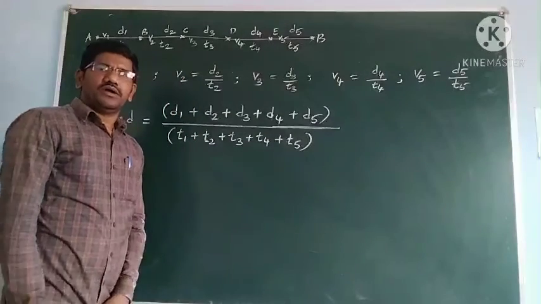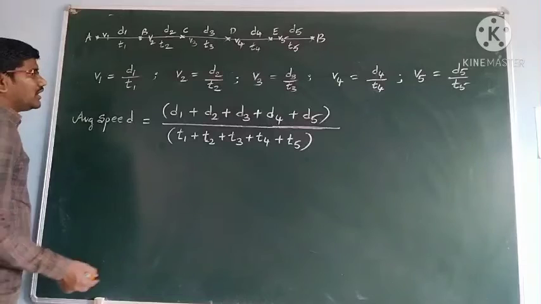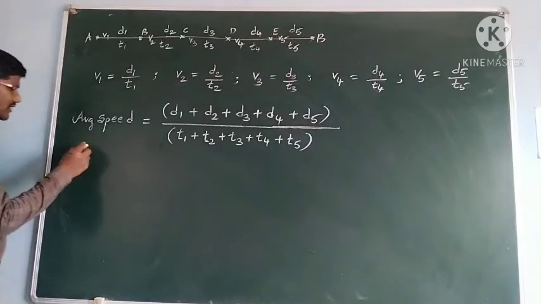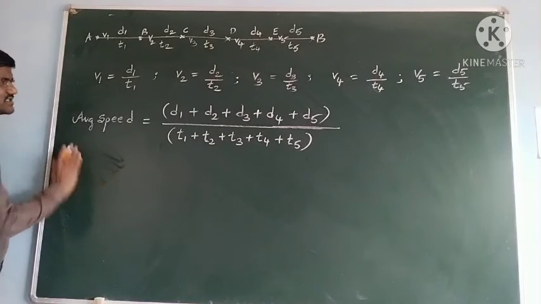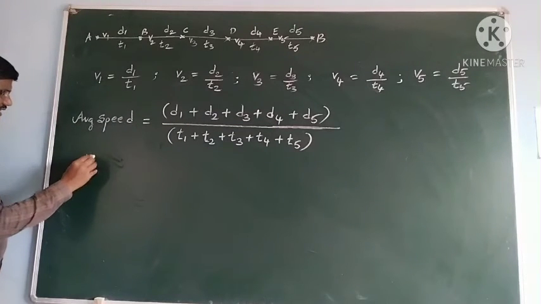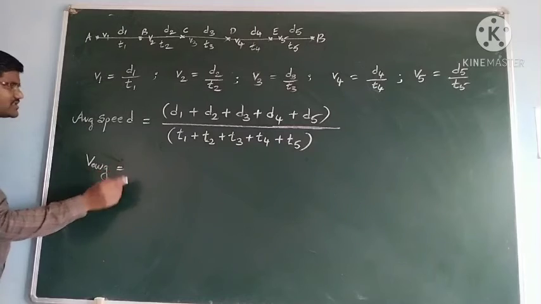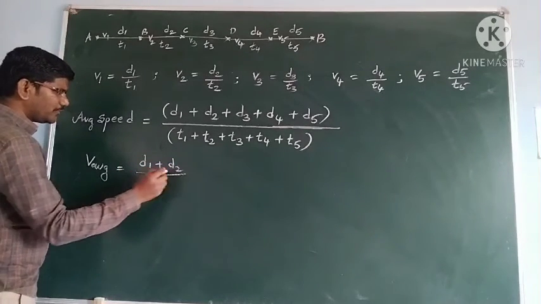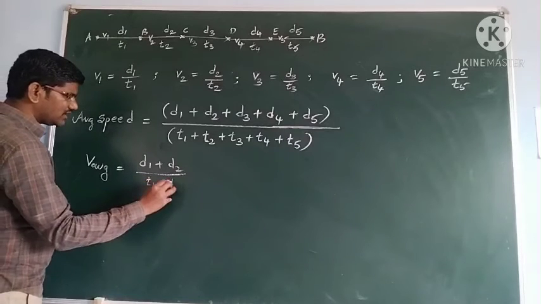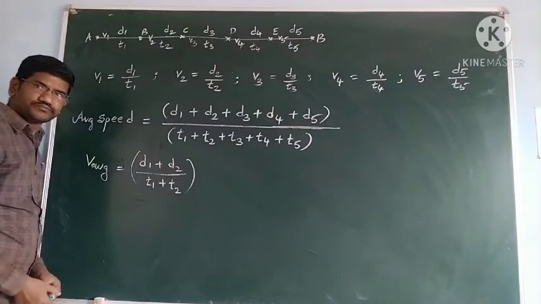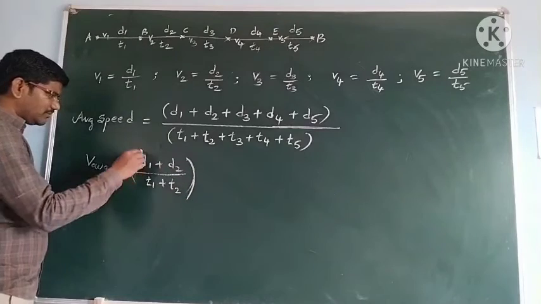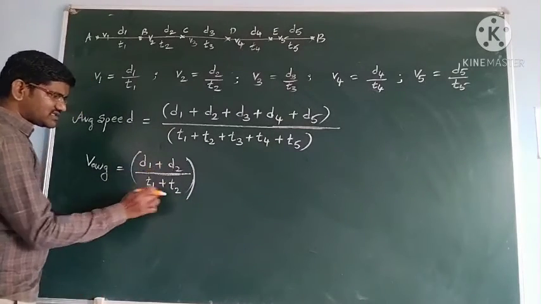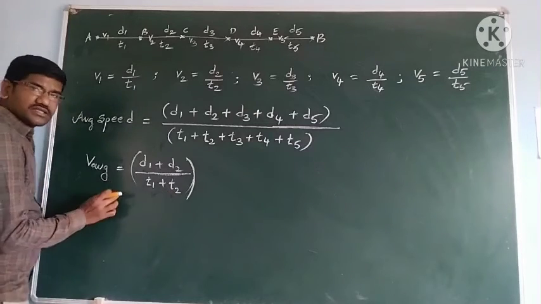Otherwise, for example, they did not give the distances; they have given only velocities. If you have only two distances, then the average speed formula becomes D1 plus D2 by T1 plus T2. That means we have two distances and two times. Okay, this is the average speed formula.